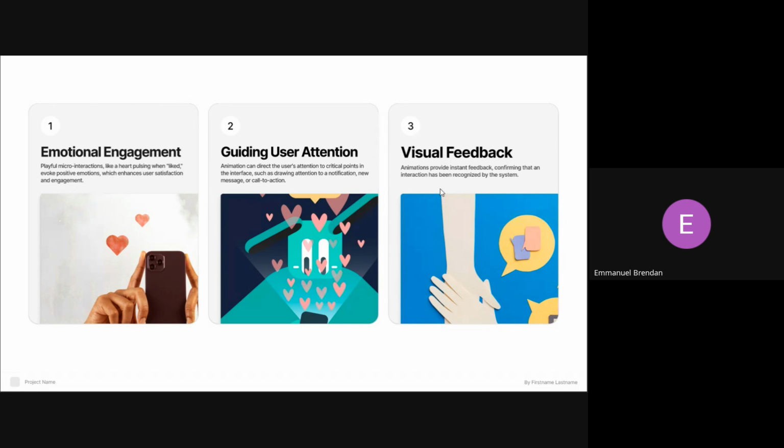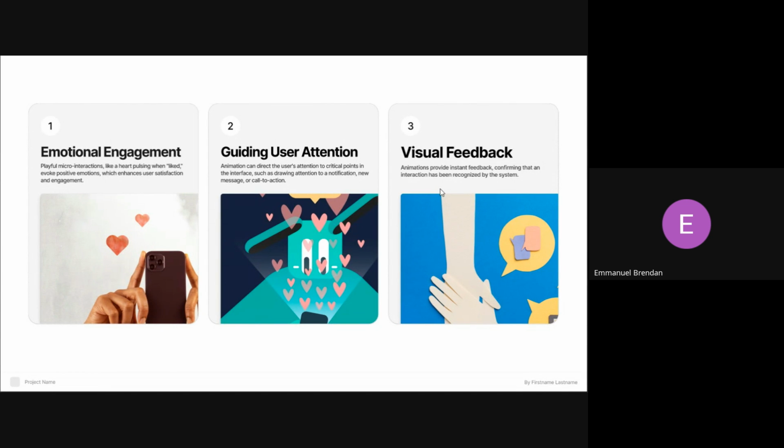The next is visual feedback. So animation provides instant feedback, confirming that an interaction has been recognized by the system. You can hear that word, interaction, right? So just add micro to it and you would understand that animation and micro interaction actually work hand in hand. So the visual representation and flow of your animation should be explicit, right?